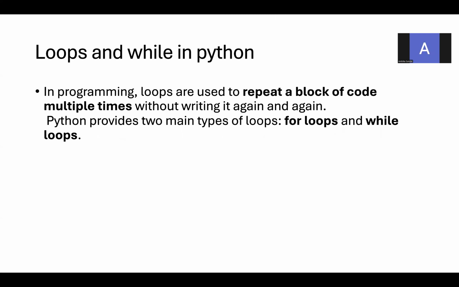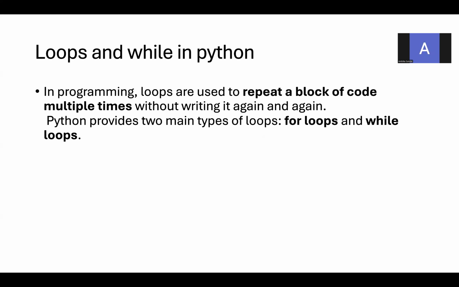Loops are used to repeat a block of code multiple times. For example, I want to print certain numbers between 0 and 1000. Starting from 0 till 1000, I have to print the numbers. For that, what should I do? I should write a loop so that it will start at 0 and end at 1000, and it will print 1000 times.